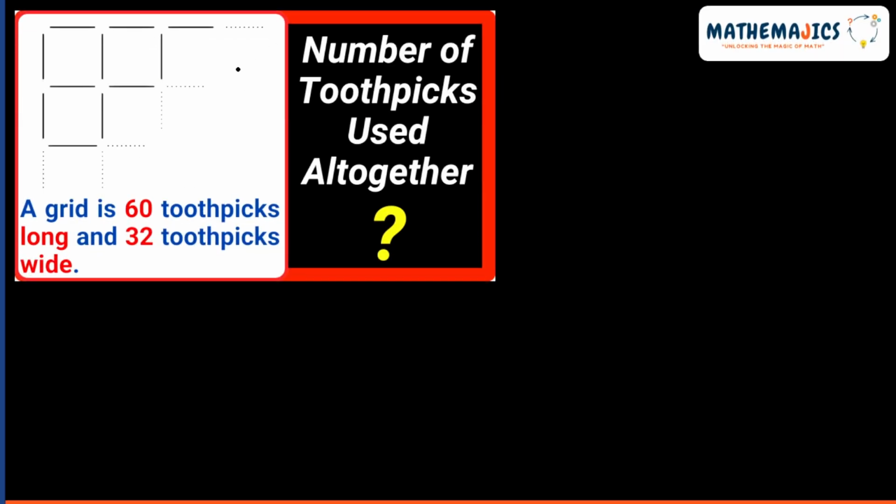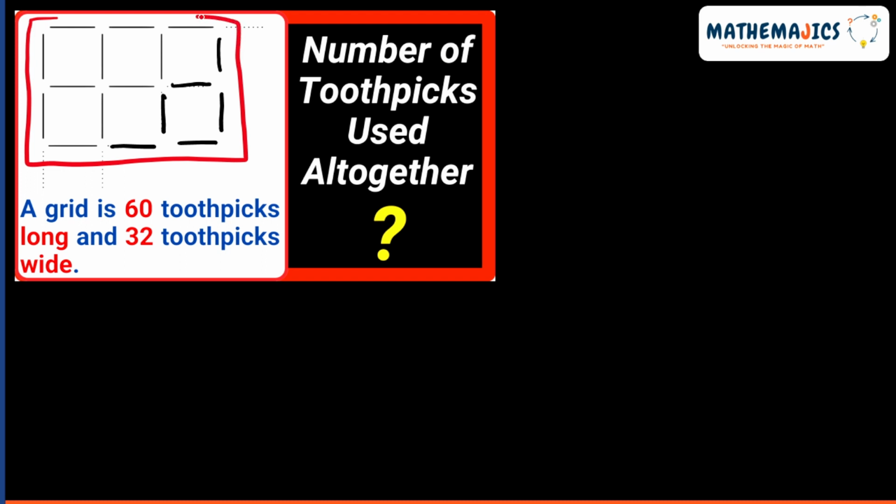To understand this question, let's draw a small grid of our own. So I'm making a small grid of 3 by 2. 3 by 2 means 3 toothpicks long and 2 toothpicks wide. If we are able to understand this 3 by 2 grid, the same concept we can apply on the whole grid, which is 60 toothpicks long and 32 toothpicks wide. So let's focus on this 3 by 2 grid.